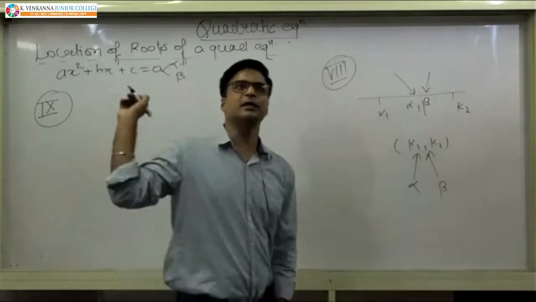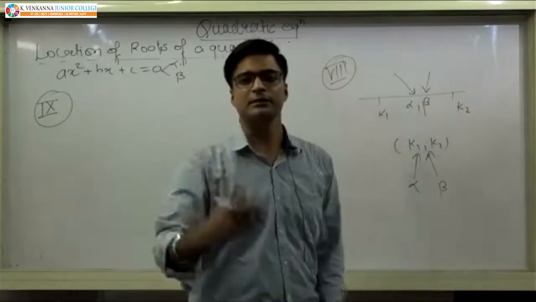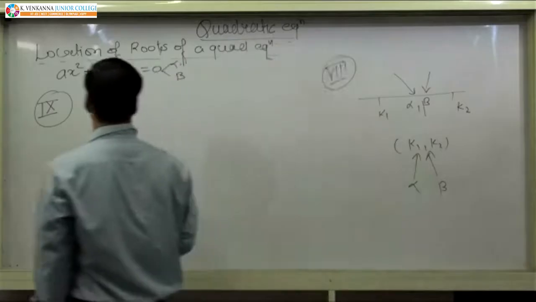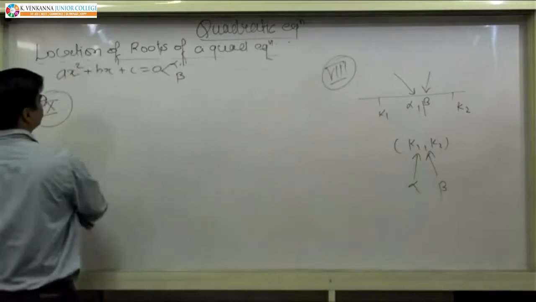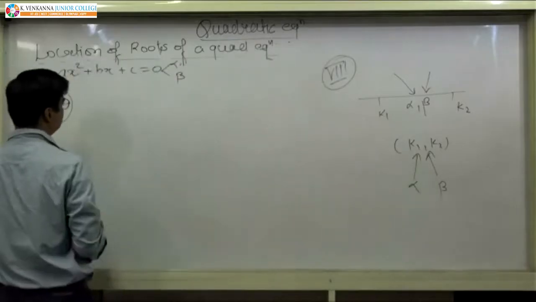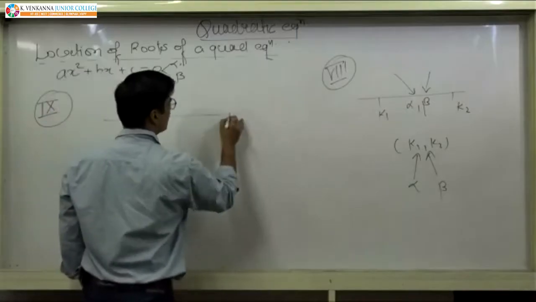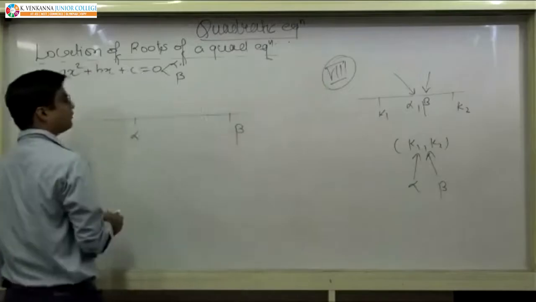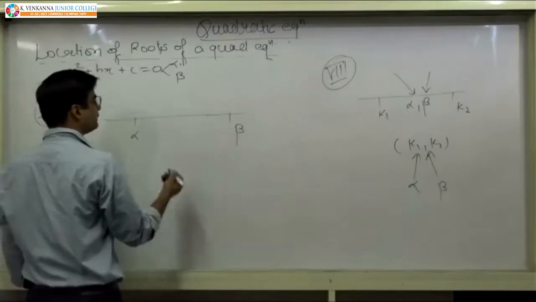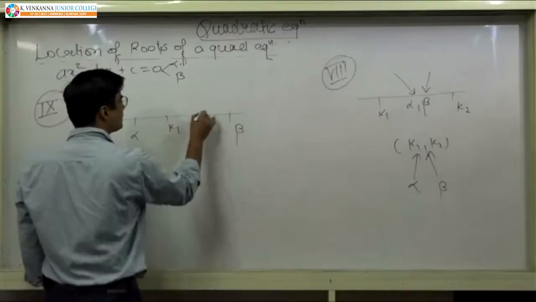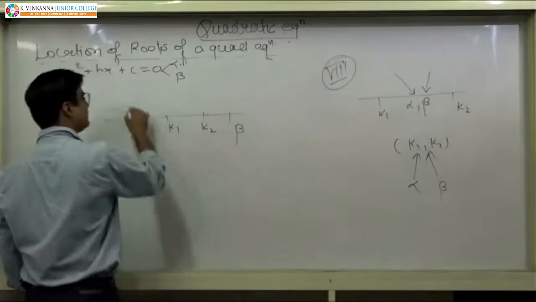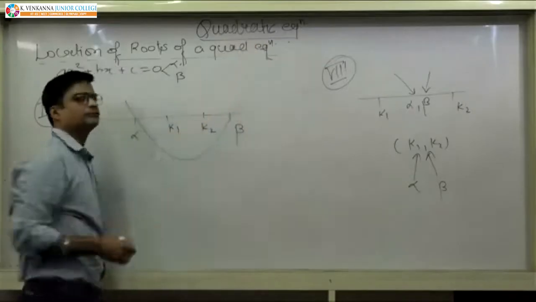Now, in the ninth case, we are reversing the situation. We are saying, okay, this is your alpha and this is your beta. I am saying now, what is the condition if K1, K2 interval lies between the roots of this equation?